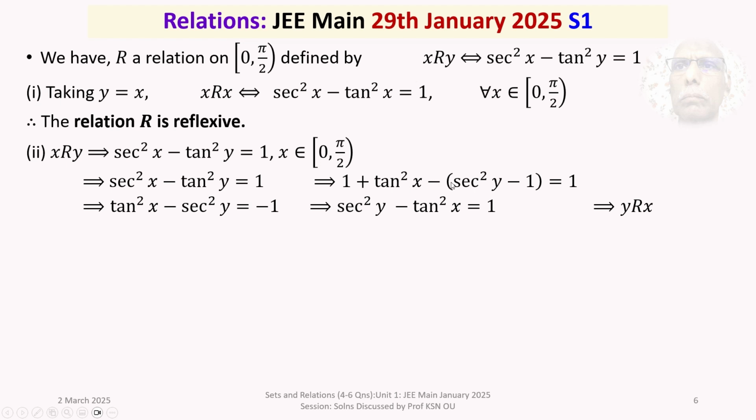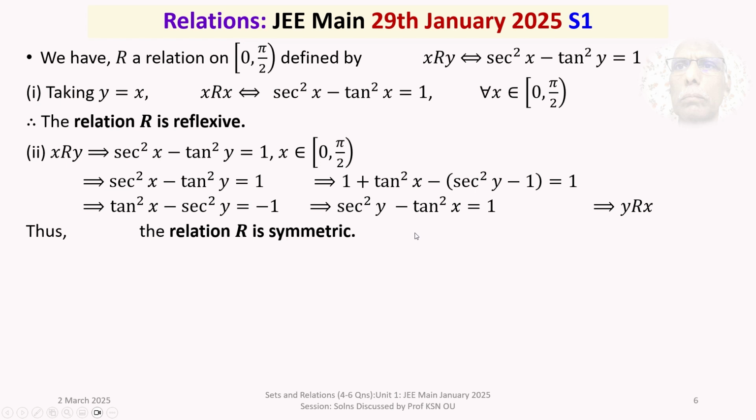No, the 1 is not cancelling. Yeah. Minus of minus 1 is plus 1. 1 plus 1 is 2. That 2 when sent to the right hand side, 1 minus 2, that becomes minus 1. I'm sorry. Right. So now multiply throughout by minus 1. Then you'll get secant square y minus tan square x is equal to 1. It means y is related to x by the relation R. So x related to y implies y related to x. Then it will tell you your relation R is symmetric.